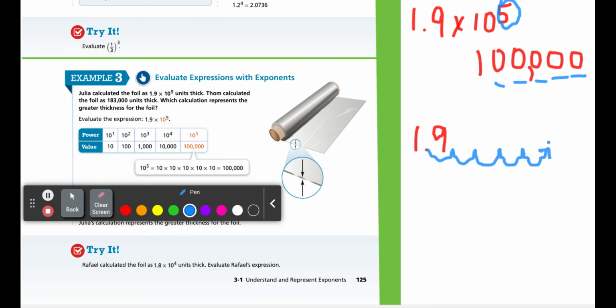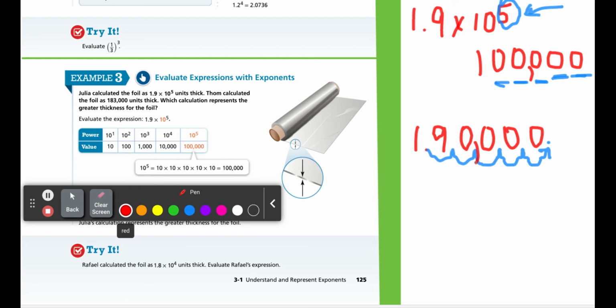So the reason we did that, that's a little shortcut. We take the 10 to the 5th power. We talked about how 10 to the 5th power means that we're multiplying it times 100,000. 100,000 has 5 zeros, so we move the decimal point 5 places, which matches that same number that was in the exponent. So my answer here would be 190,000.